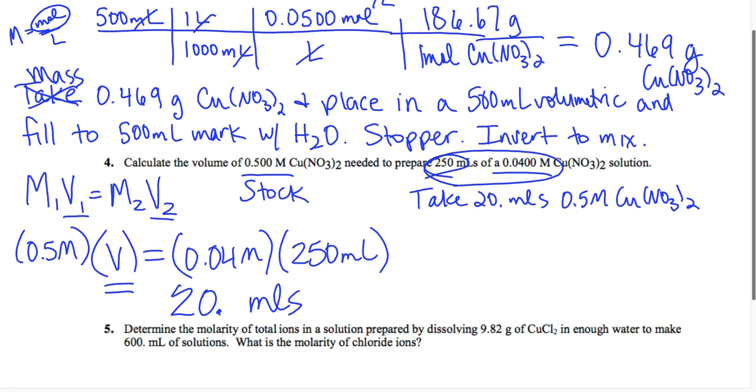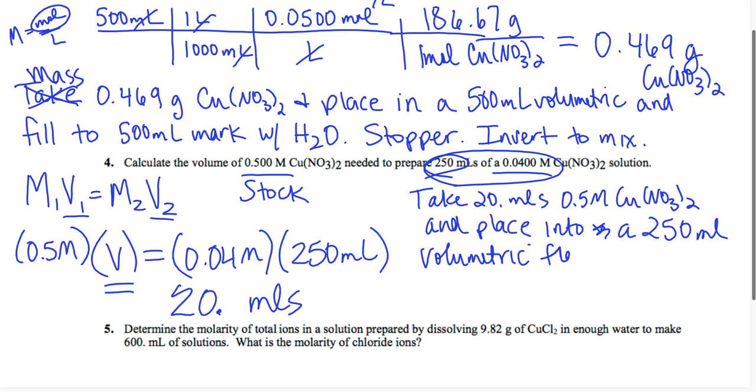Take 20 mils of the 2.5 and place it. You're probably going to pipette them when you're doing them. You have these big pipettes that look like miniature graduated cylinders, and you suck up 20 mils, move it, and drop it into your 250 milliliter volumetric flask, QS with water, or fill to the line with water, stopper, invert to mix.